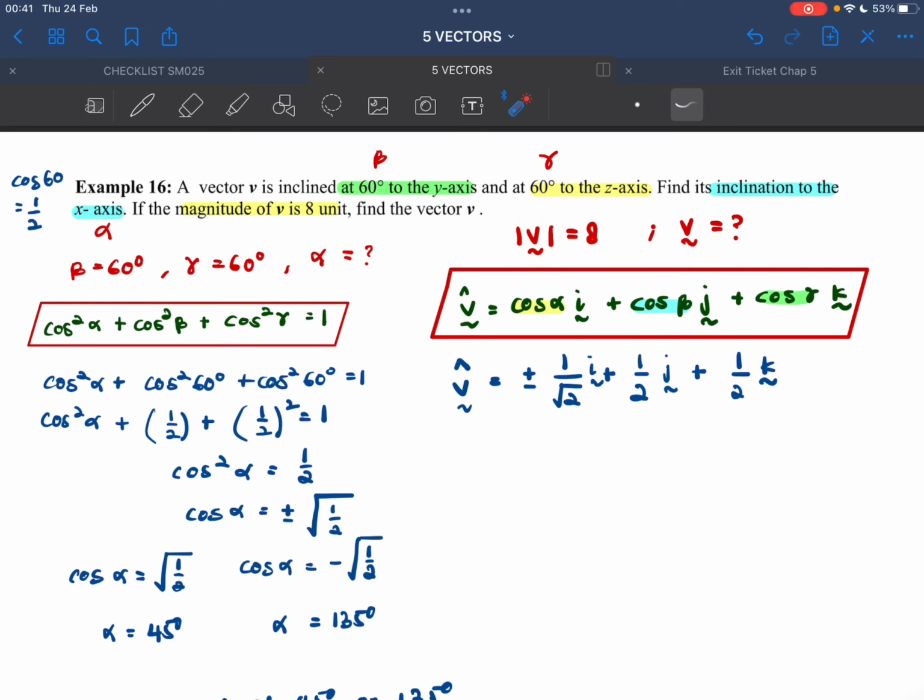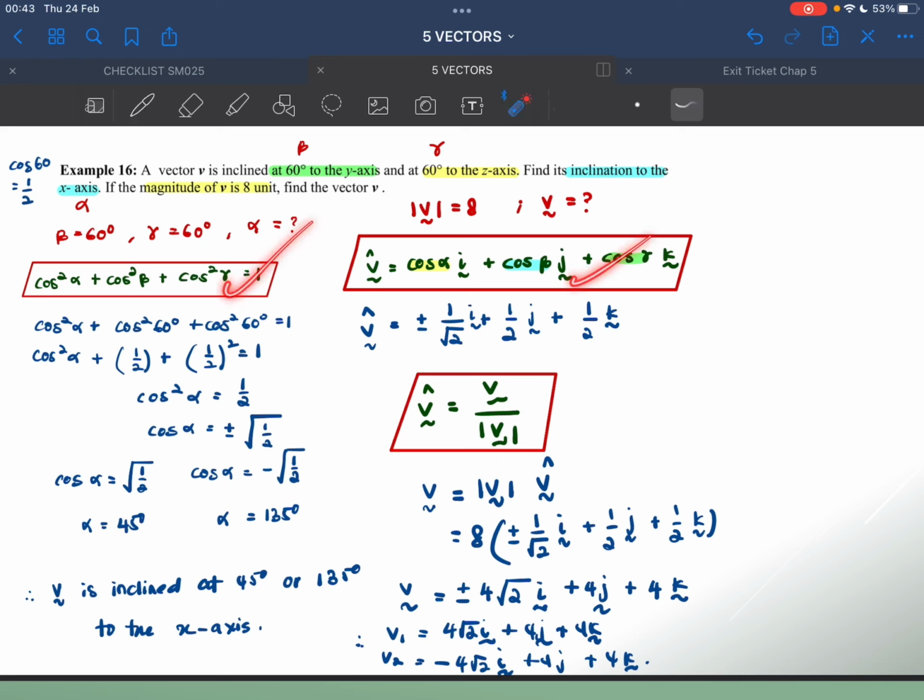Okay, so that is how we solve example 16. So what you have to know is these two formulas here. Make sure you know these two formulas. Get familiar with all these formulas.